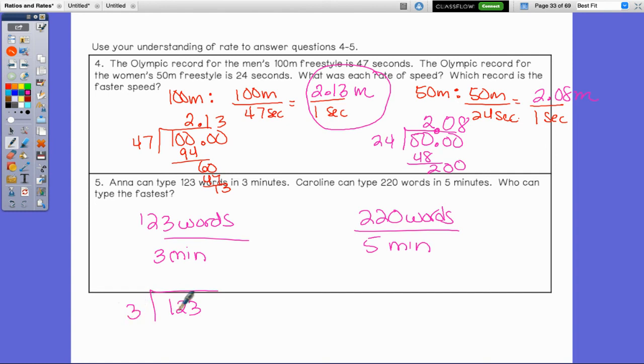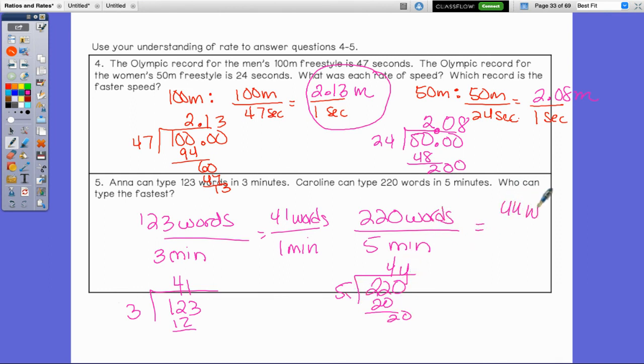123 divided by 3. 3 goes into 12 4 times. Evenly. She types 41 words per 1 minute. Caroline is 220 per 5. So she goes 5 into 22, 4 times, 20, and 0 again 4. She types 44 words per 1 minute. Who was faster? I hope everyone is like, hey, Caroline's faster. She is. Caroline types 3 words per minute faster than Anna.